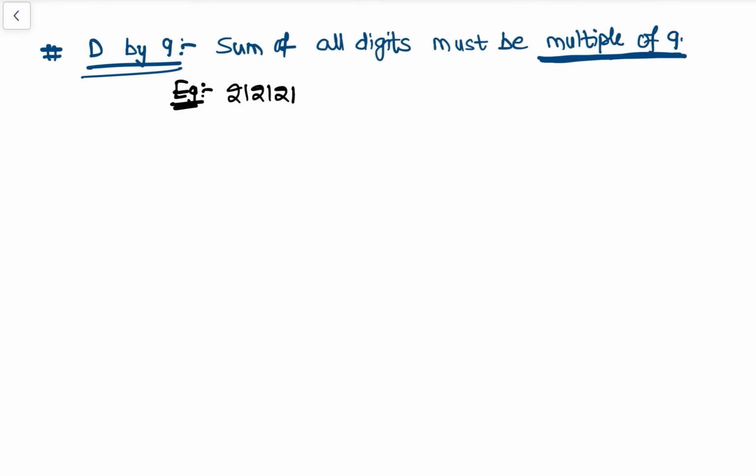Sum of all digits is, see, 2 plus 1 3, 5 6 8 9. Sum of all digits is 9. Yes, multiple of 9. 9 into 1 is equal to 9. So this number is divisible by 9.